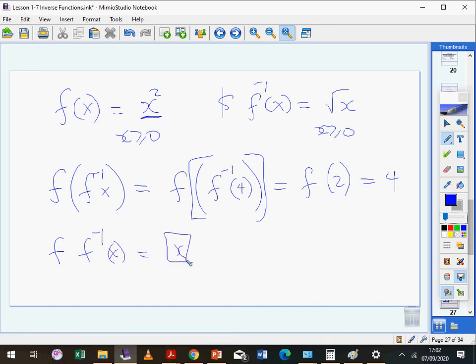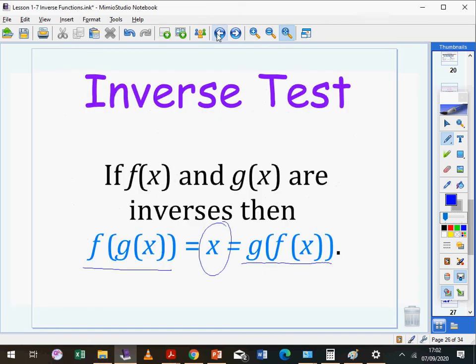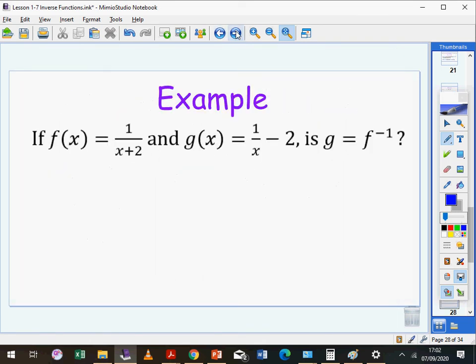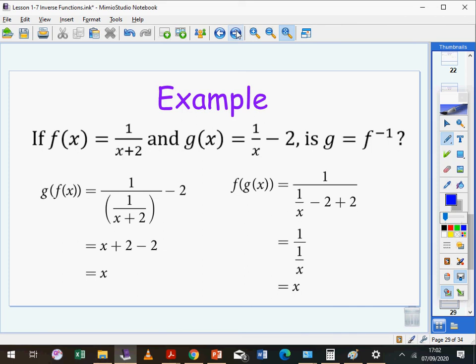And that's what this description is. If two functions f and g are inverses, then f of g of x or g of f of x are going to equal x. And we have an example here. Let's try to find out if g is an inverse of f. Remember, if g is an inverse of f, then g of f of x is going to equal x.